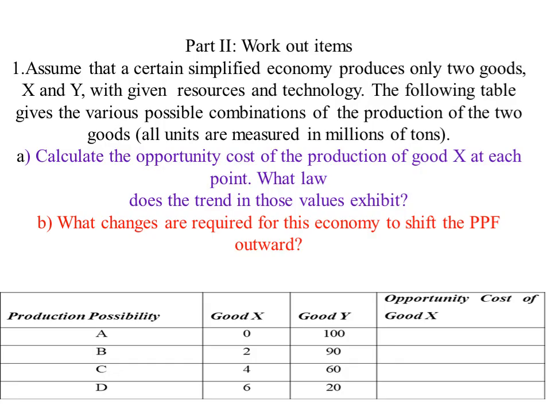The first question is based on this example. Calculate the opportunity cost of the production of good X at each point. What law does the trend in this value exhibit? What changes are required for this economy to shift the production possibility outward and also inward? Outward as well as inward. Production possibility A, B, C: good X 0, 2, 4, 6; good Y 119, 60, 20. Opportunity cost of good X.